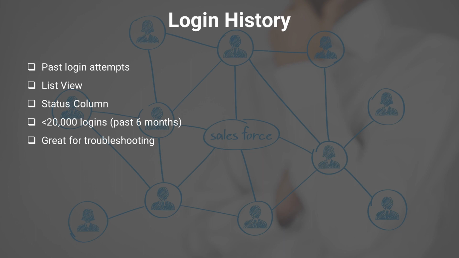The maximum record size is no more than 20,000 login records for the past 6 months. It can be saved in a file format and downloaded as a CSV or a gzip file. The login history feature is essential for troubleshooting. It is useful to troubleshoot why a user cannot log in. The API access record and API access logins will be included in all login options. The login history will also display login time, source IP, login type, browser, platform, and application used.